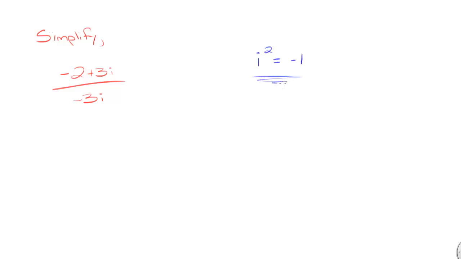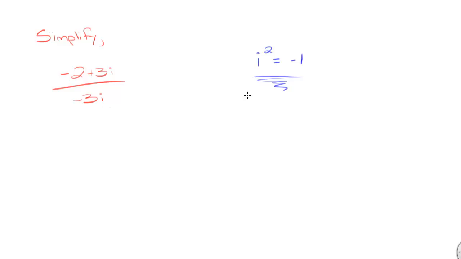This alone is the definition of i, and the purpose for having i is that when you square it, you get a negative 1. Now let's talk about why that's important for the problem we're dealing with. When we're dealing with complex number division, we treat it just like rationalizing denominators. The key here is we want to get rid of the i in the denominator. In other words, we want an equivalent expression that doesn't have an i in the denominator.